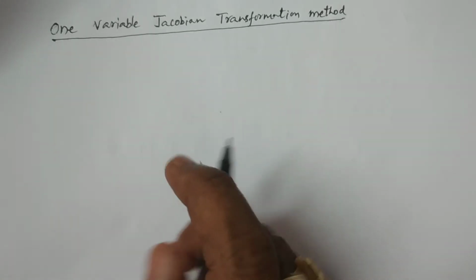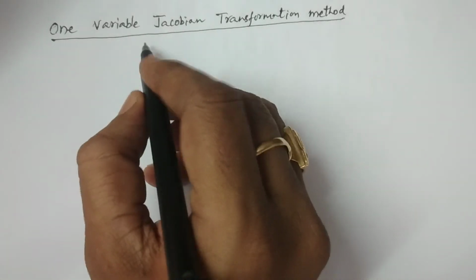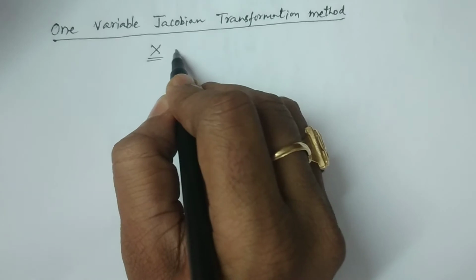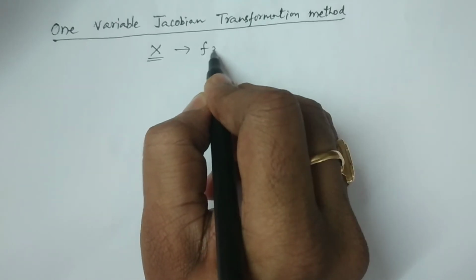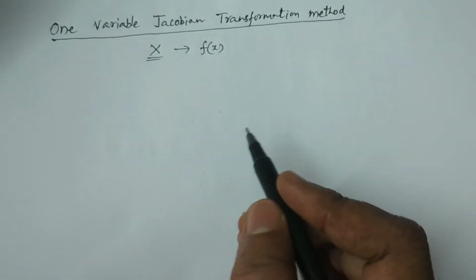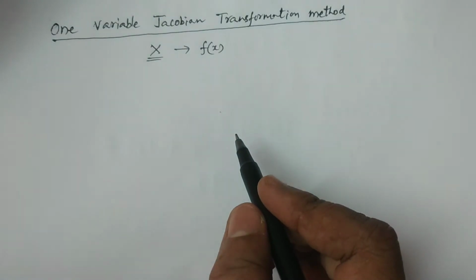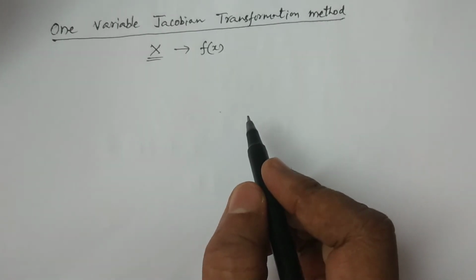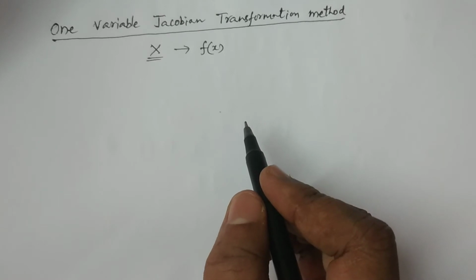For example, if x is a known variable and the probability density function of x is known, you can also consider a probability mass function. For simplicity, I am explaining for a continuous random variable. It is true for a discrete random variable also.